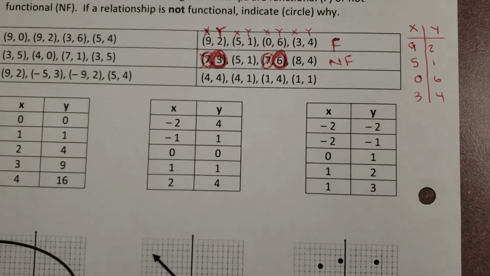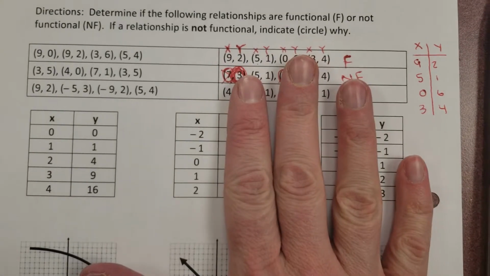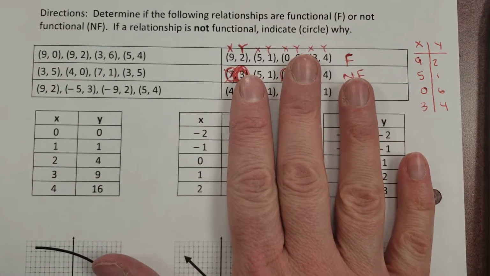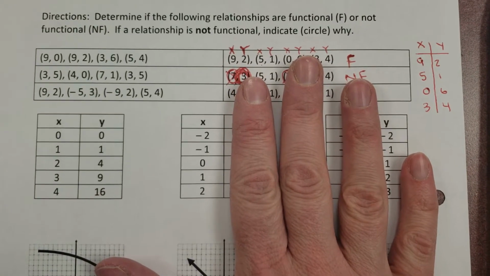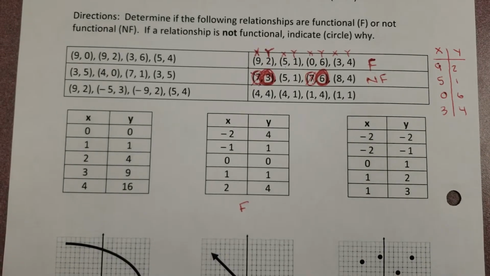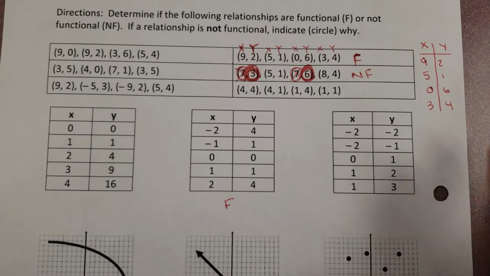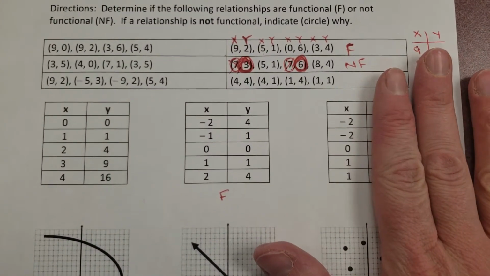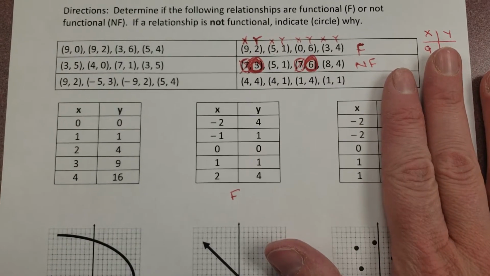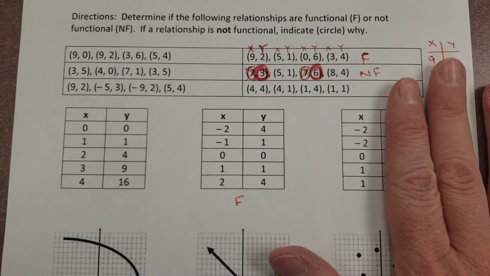Let's go to, why not the middle one? So if I look down here, all the x's are different. So what do I know must be true? Yeah, this is functional. I have no repeats. But let's say we look at this one here. We have repeats here. Uh-oh. So let's investigate. If -2 is going to come up twice, it has to be with the same number. Or if 1's going to come up twice, it's got to be with the same number.